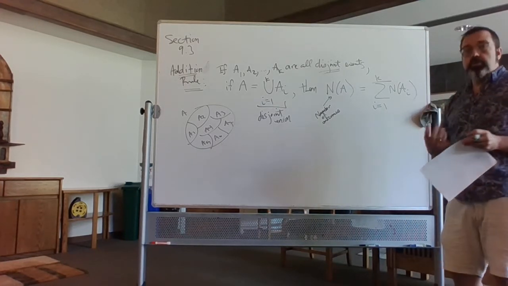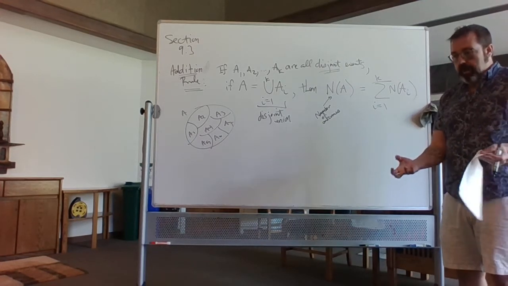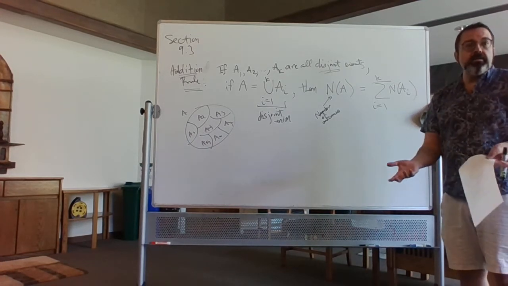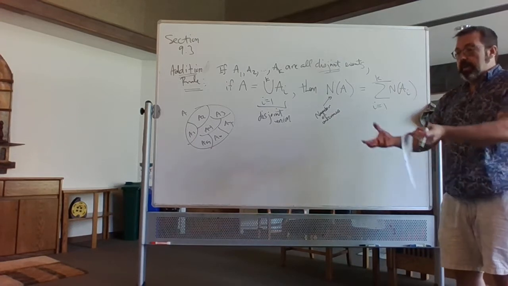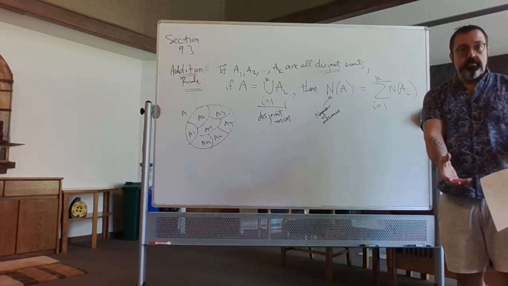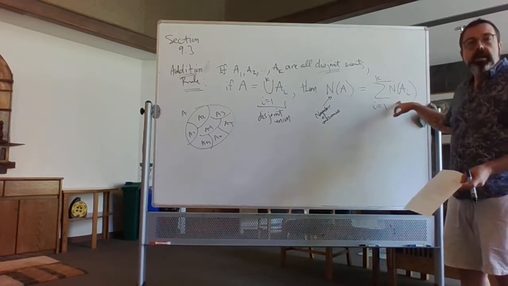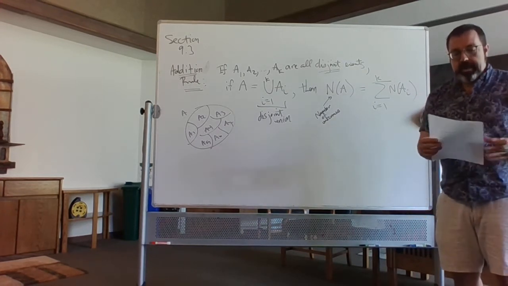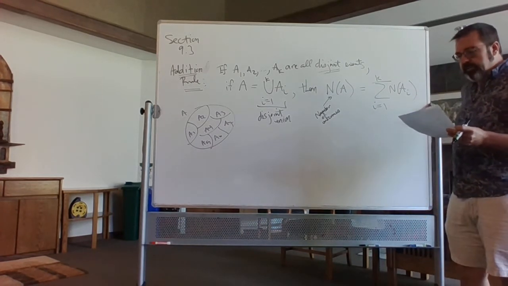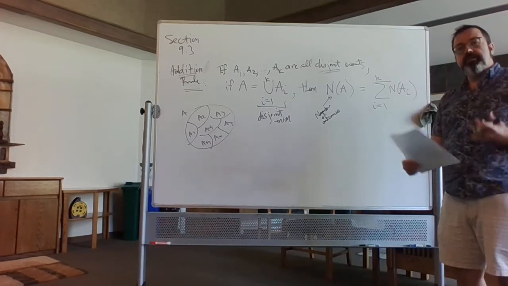If I give you 2 boxes of things and I ask you how many things are in one or the other box, all I'm asking you to do is to count the objects in one box and count the objects in the other box and add them together. So this is one of the most basic rules in counting. And it's also useful when you have subsets.